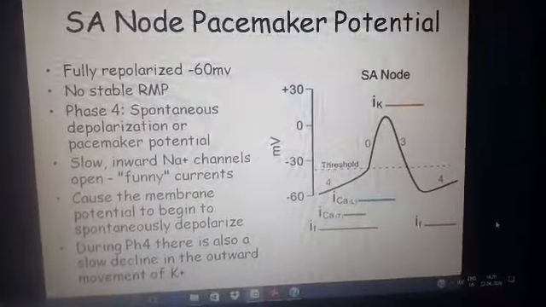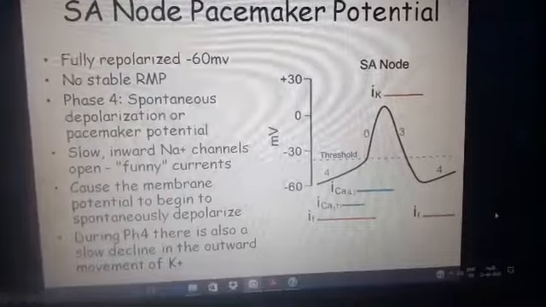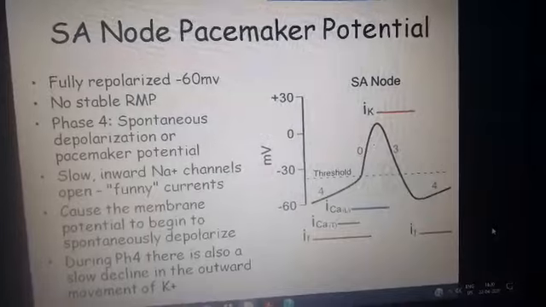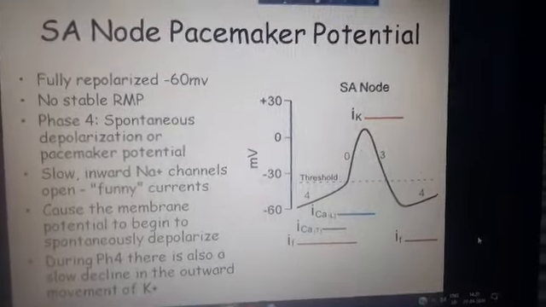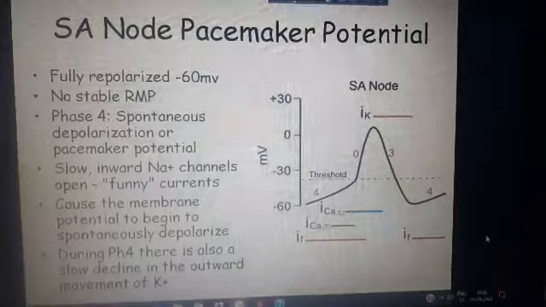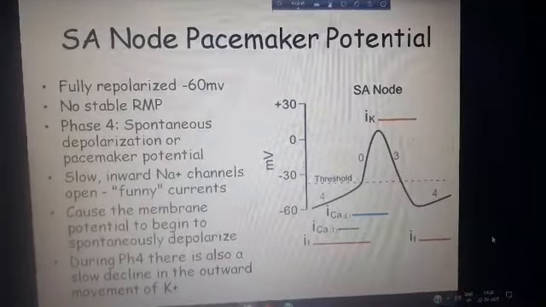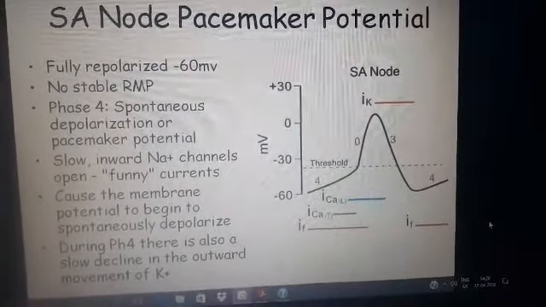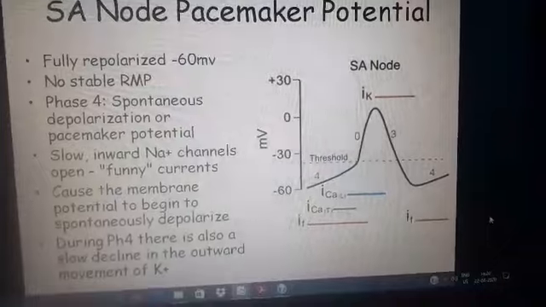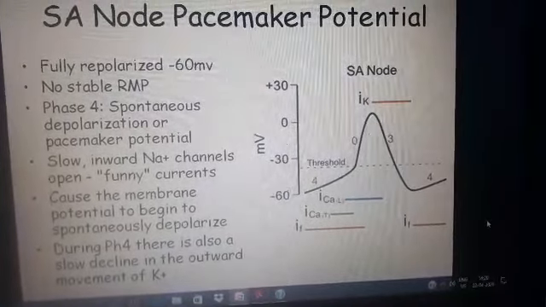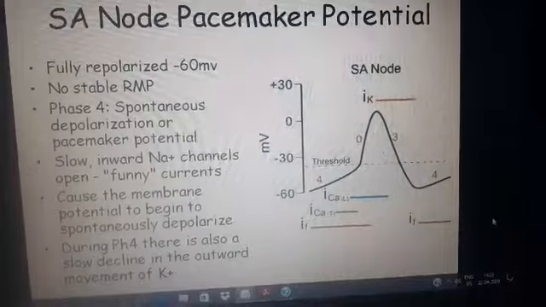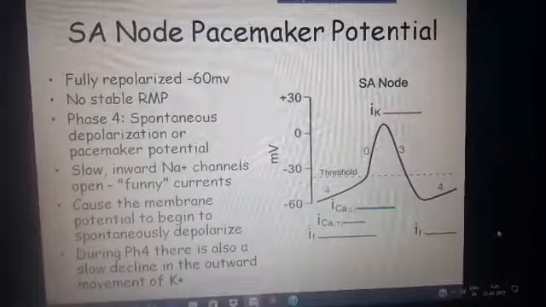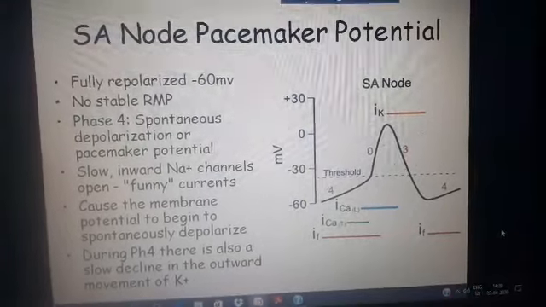SA node pacemaker potential. What I have discussed so far is for non-pacemaker tissue, that means mainly ventricle, Purkinje fiber, and bundle of His. But for pacemaker tissue, that means the SA node pacemaker potential, the curve is a little bit different. Here there are only 3 phases: phase 0, phase 3, phase 4. In non-pacemaker tissue, phase 0 is due to sodium influx. Here in phase 0 there is a little sodium, but predominantly it is due to calcium entry. It is fully repolarized at minus 60 millivolts. There is no stable resting membrane potential.